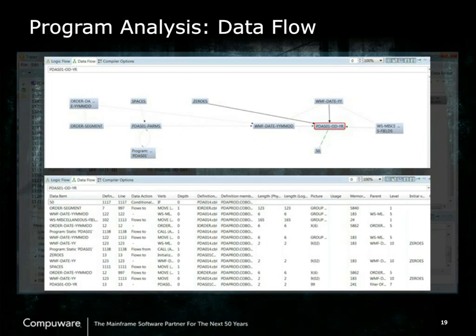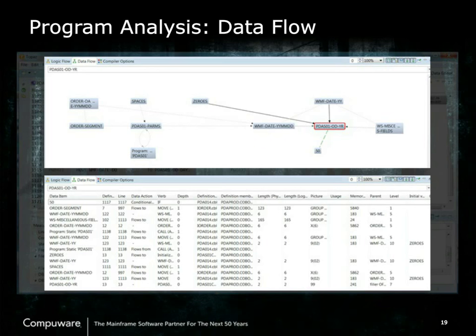Here we're showing fields that affect this field. For instance, WMF date-YY affects field CO-year. If you click on that connector, it'll take you to the line of code where it moves data from that field to this field. We also have the level of detail that shows comparison. You see the green dashed line to 50. So at some point, this field is being compared to 50.